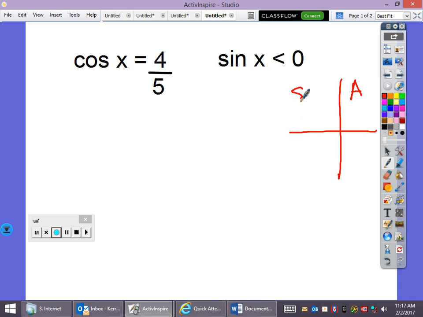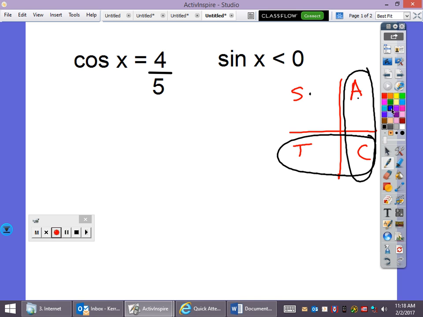So the first thing I want to do is make my chart. All Students Take Calculus. Okay, so cosine happens to be positive. So cosine is positive in All and Cosine. Sine is less than 0, which means that sine is negative. So sine is positive here and here, which means it's negative here and here. Where the 2 overlap is the quadrant I'm in. So I happen to be in quadrant 4.